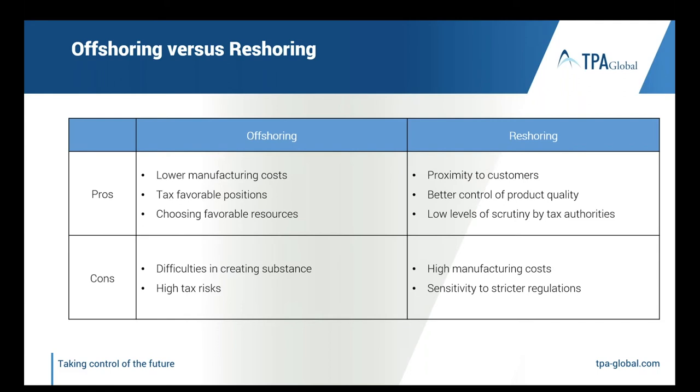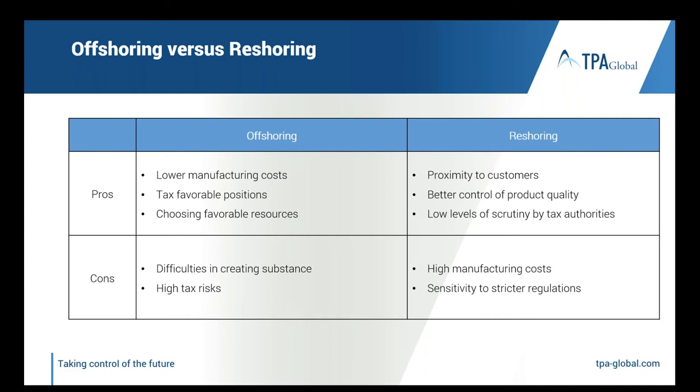For offshoring, of course, you typically have low manufacturing costs, because you can move some of the production to low-cost locations and become cost competitive. If you move out your IP company, then you can probably have some tax benefits. And of course, you can also choose, based on location, some favorable resources, such as highly skilled professionals or any other market benefits that can help the business.